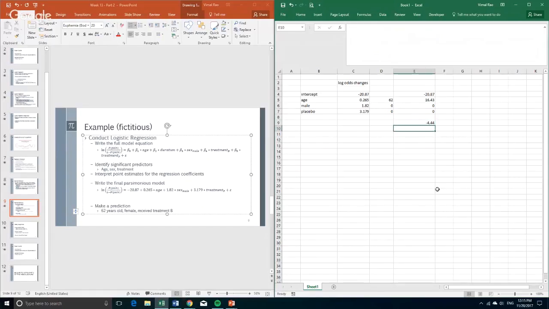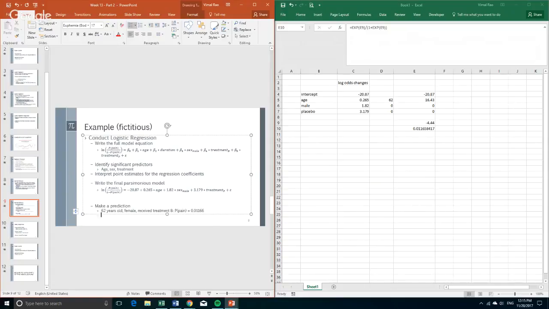Let's convert that to probability. The way that we do that is e to this number divided by 1 plus e to that number. So the probability that this person feels pain is 0.0116.